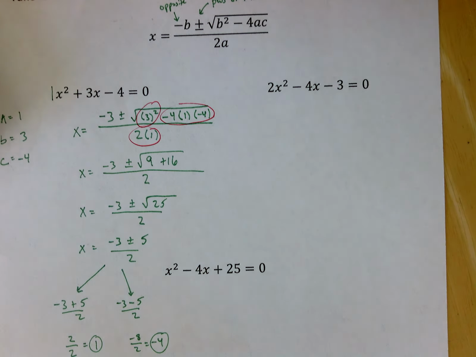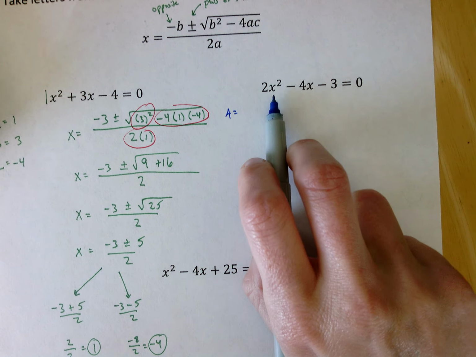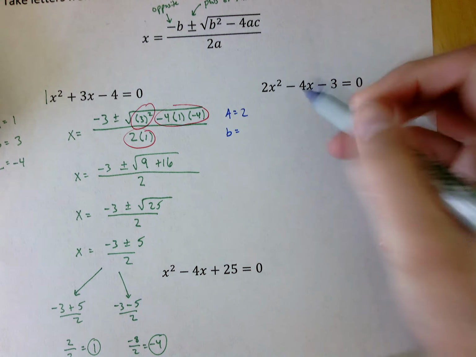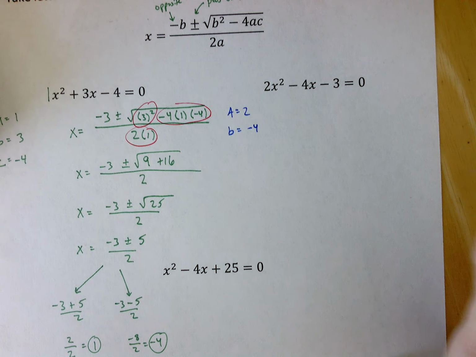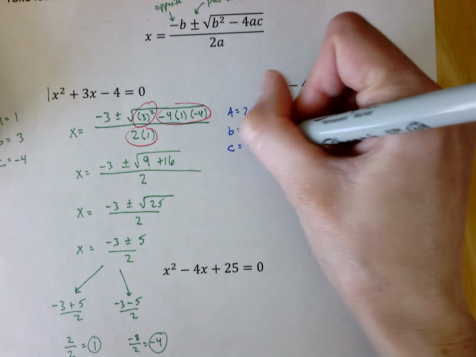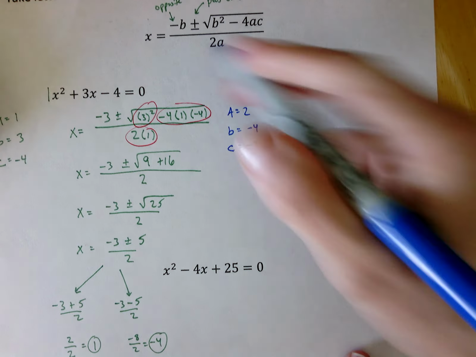So in this one, I'm going to start by figuring out what A, B, and C are. So A is the number in front of x squared, so that's a 2. B is the number in front of the x, and again, you've got to keep the sign with it, so it's going to be a negative 4. And then C is the number that's by itself. That's a negative 3.